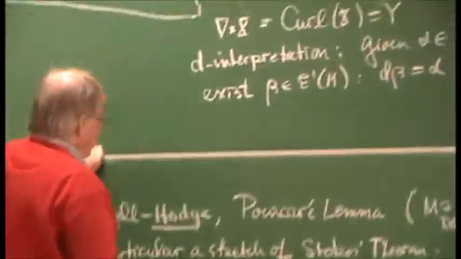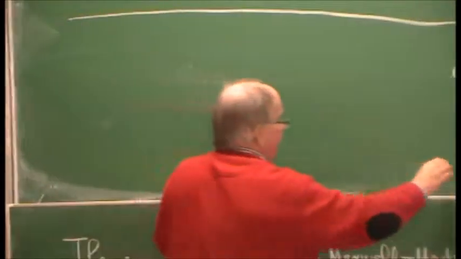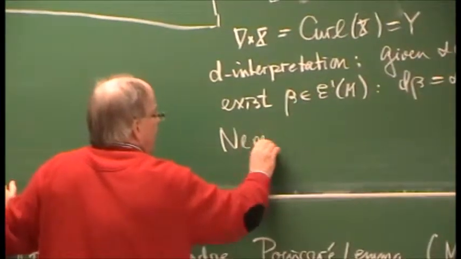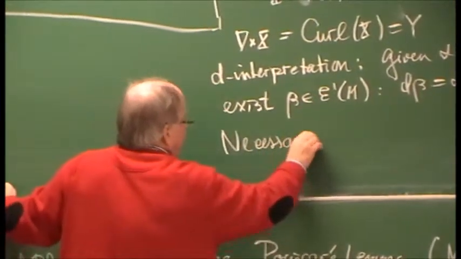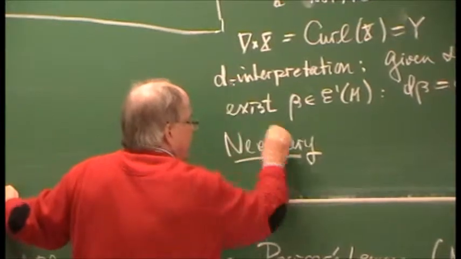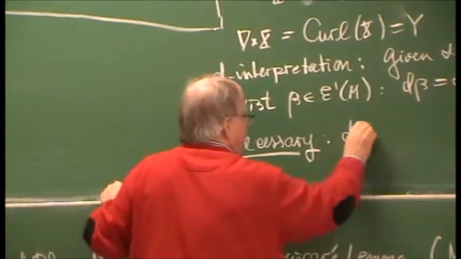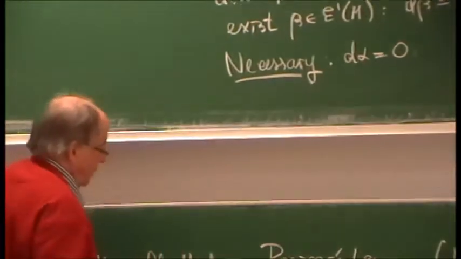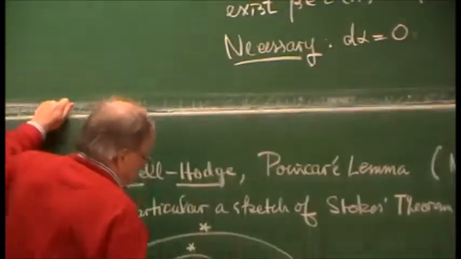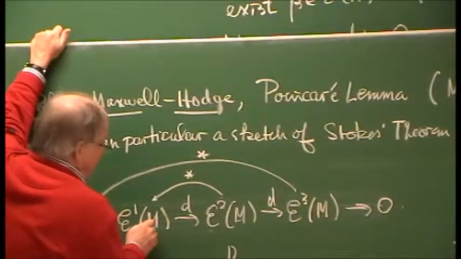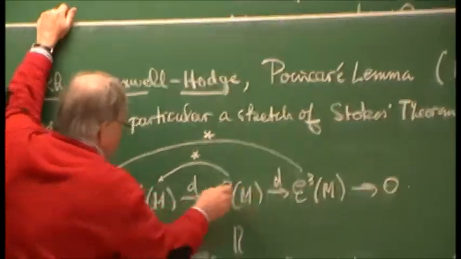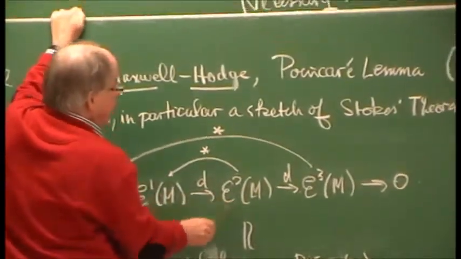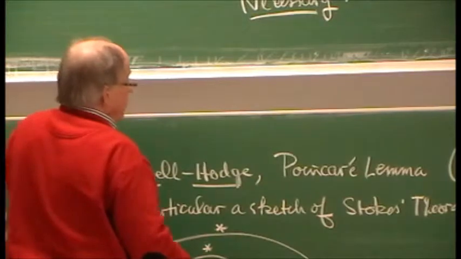So we learned the necessary condition at the level of the d interpretation is that d of alpha equals 0. If you're starting with something here, you're not going to get it in the image unless d of it is 0, and you maybe don't even get it then, as we know. So d alpha equals 0.